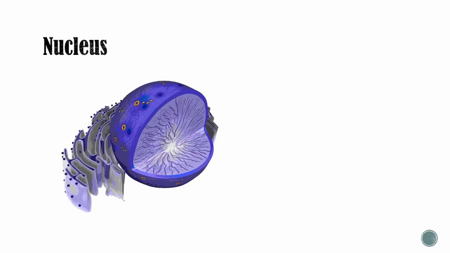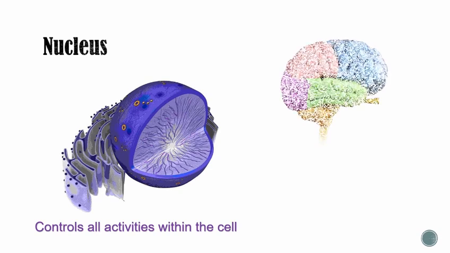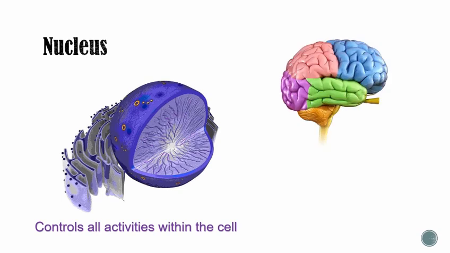Next is the most important organelle of the cell, and this is the nucleus. The nucleus can also be referred to as the brain of the cell because it controls all the activities within the cell. The nucleus coordinates what comes in and out of the cell, so it sends signals to the cell wall. If the cell needs more energy, it sends signals to the mitochondria to produce more energy.